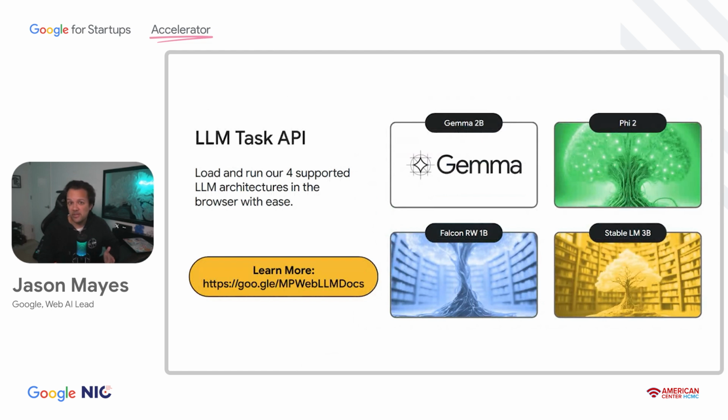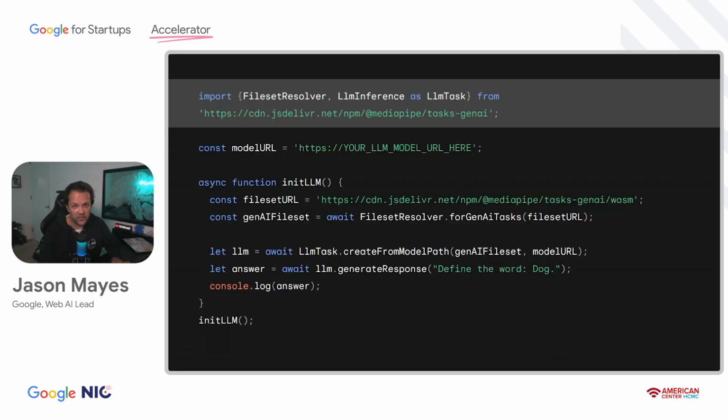Now, at this point, if you're not from an AI background, you might be wondering how hard it is to use a large language model in the browser. Well, our MediaPipe LLM Task API allows you to choose from 4 popular models depending on your needs and use case, and can be used in just a few lines of JavaScript, so there's no need to be an AI expert. Let's take a look at this.